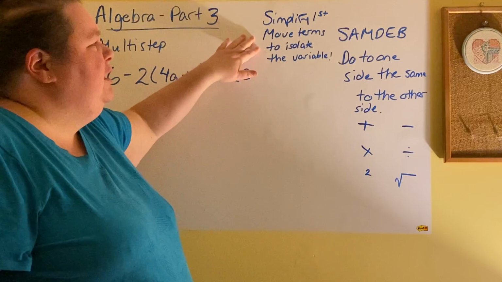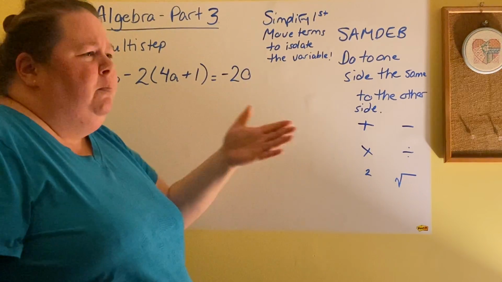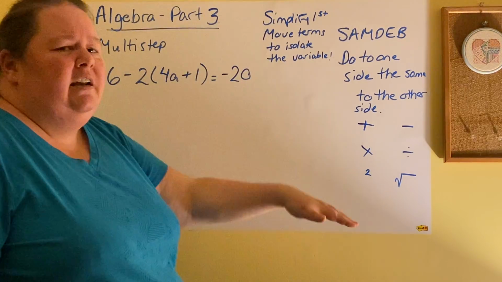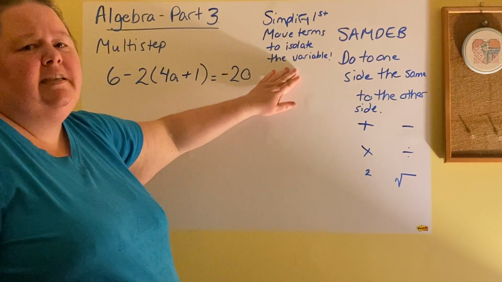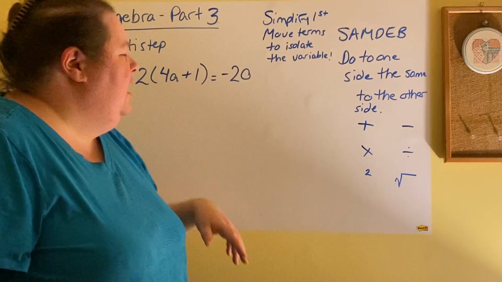Also, the ultimate goal, sort of thinking like a football game, your goal post that you're going for is moving the terms to one side of the equation so that you have just the variable by itself on the other side. So you're isolating the variable. That's what we call it.